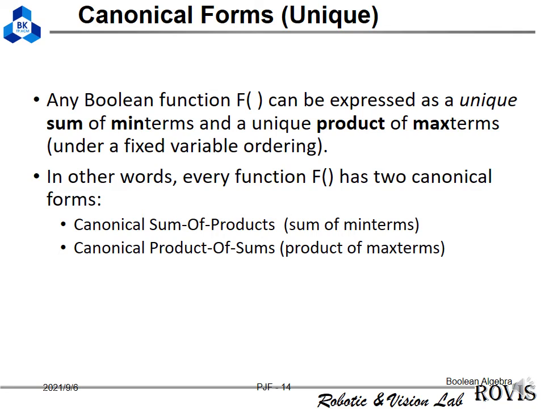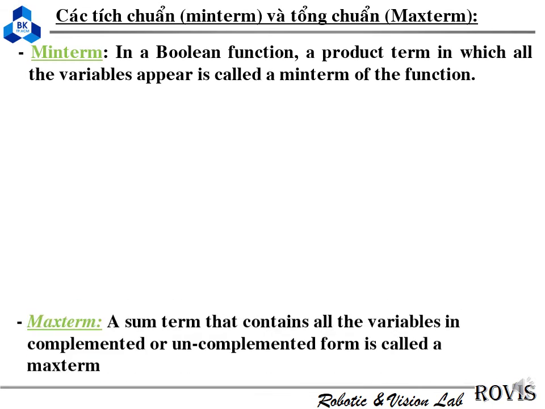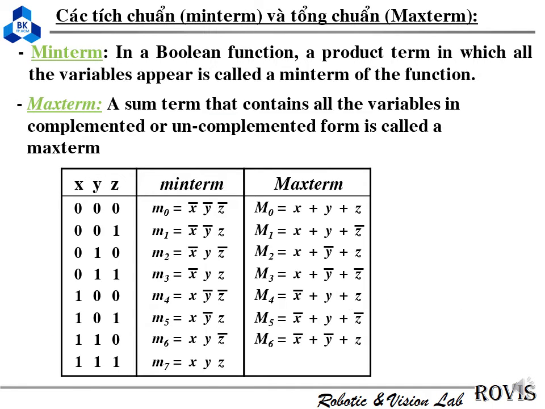And we have another topic, which we call the canonical forms. It is like the sum of minterms and the product of maxterms. So what is a minterm and a maxterm? This is the definition of minterm and maxterm. Okay, this is the minterm here, and this is the maxterm here.